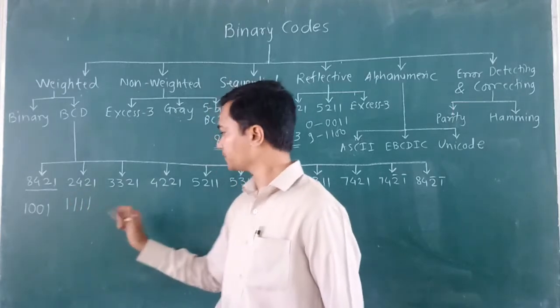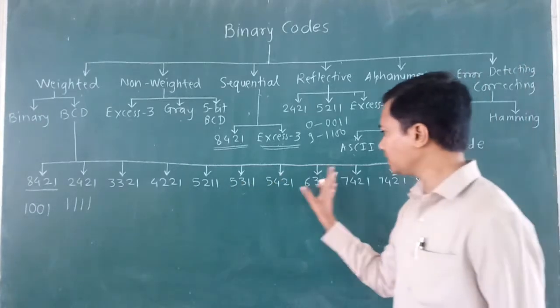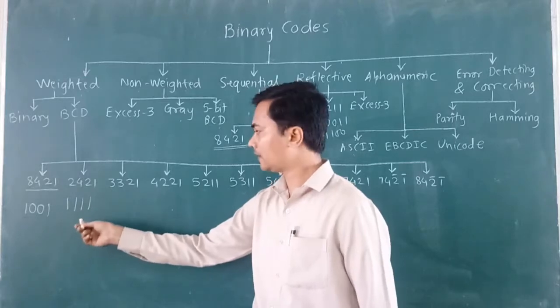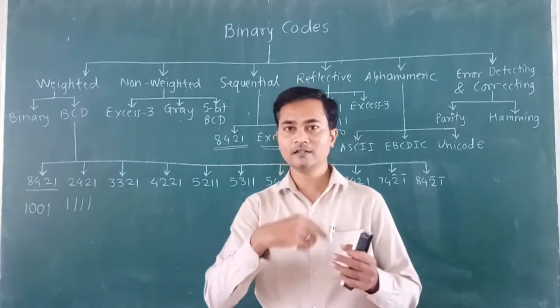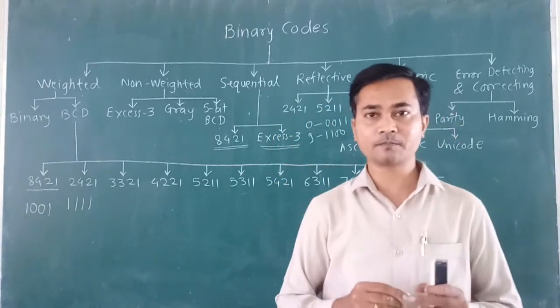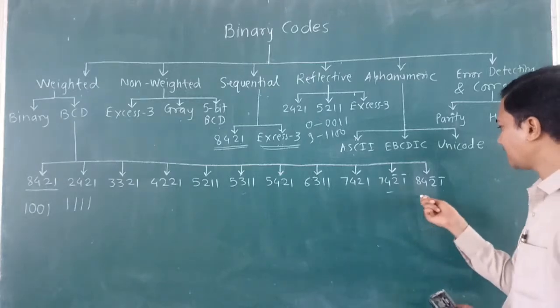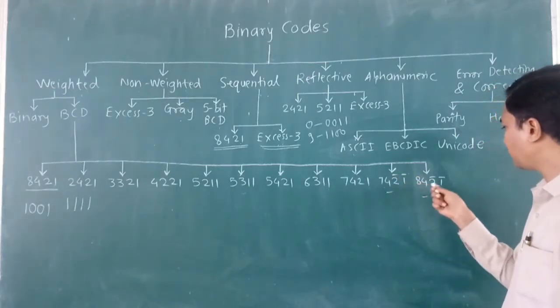1111. I will not go deep into all these codes, but from this logic you might have understood how to represent any value using these codes. We have to simply take the digits for the addition purpose. Now our interest is in these last codes: 74 2 bar 1 bar and 84 2 bar 1 bar.